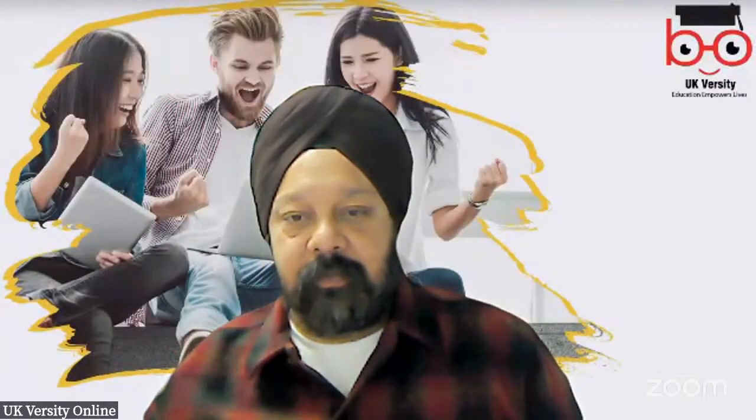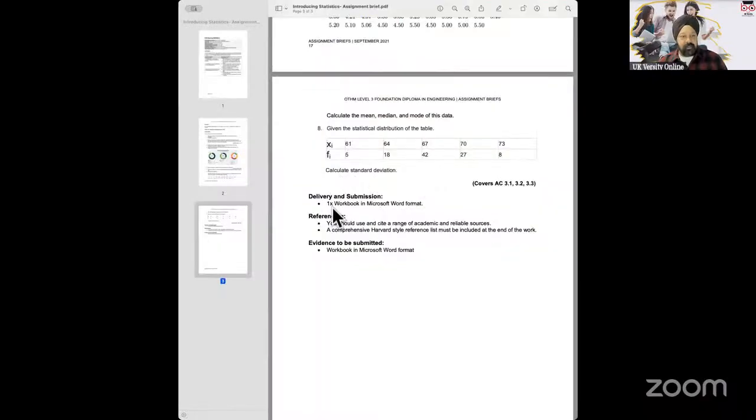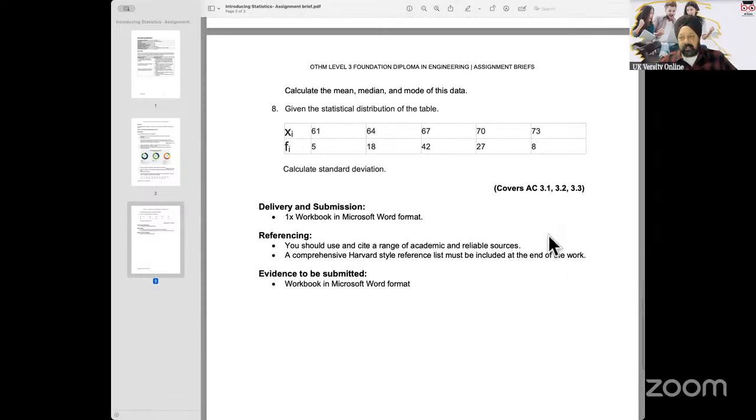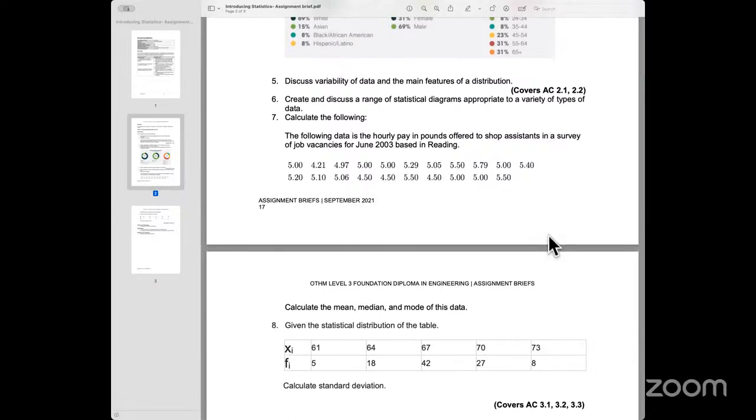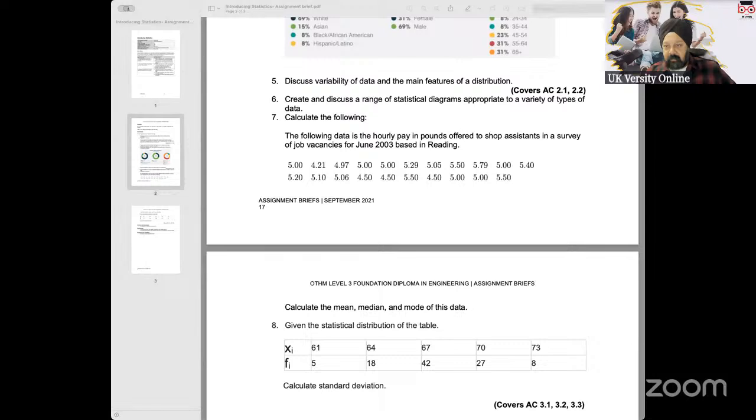So what you have to do is describe the steps that you have taken to solve this question. It says one into workbook in Microsoft Word format. That's how you show the output of all these mathematical questions in order to calculate the tasks which are given. Is that okay? Good stuff. Any questions?